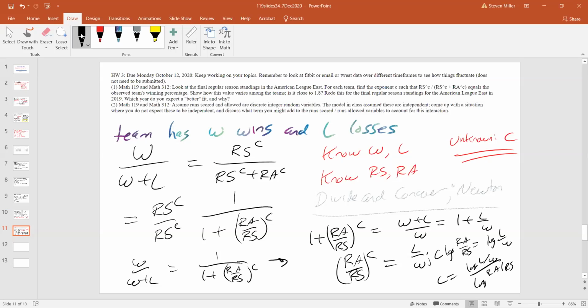The second question is, assume that the runs scored and allowed are discrete integer random variables. The model in class assumes these are independent. Come up with a situation where you do not expect these to be independent and discuss what term you might add to the runs scored, runs allowed to account for the interaction.